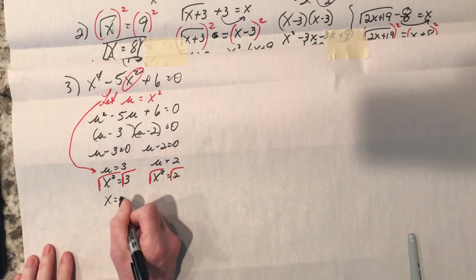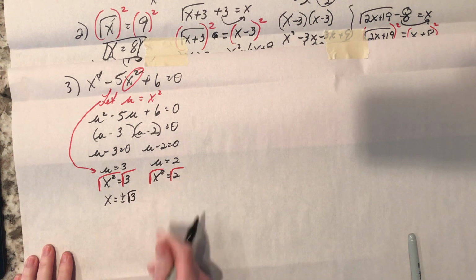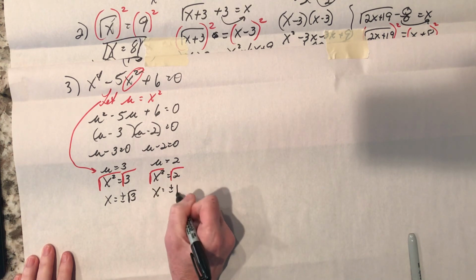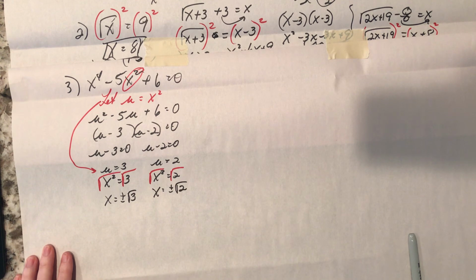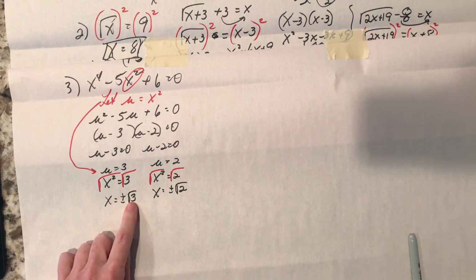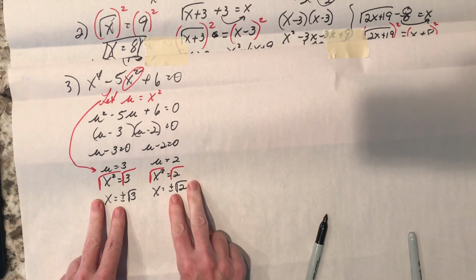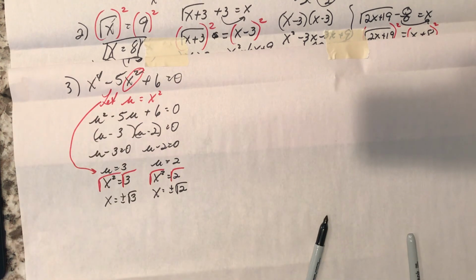Because you put the radical on, you need both the plus and minus version of that square root of 3. Same thing here, plus or minus square root of 2. So we have a plus version of radical 3 and a minus version of radical 3. That's 2 answers, a plus version and a minus. So we get 4 answers, which is what we were expecting.